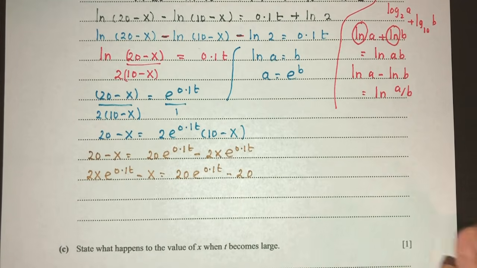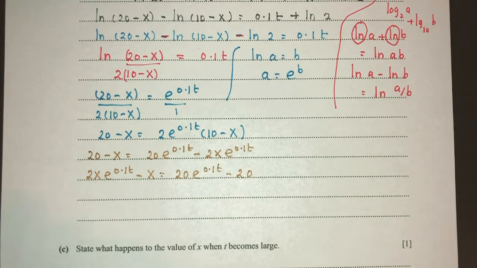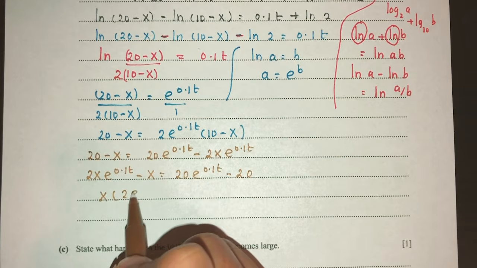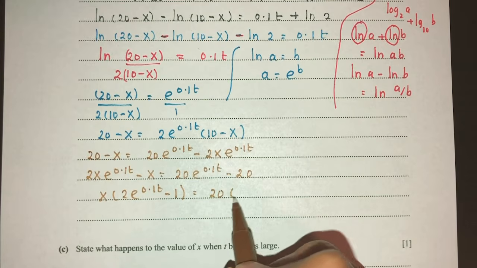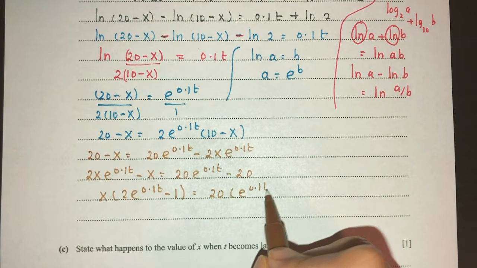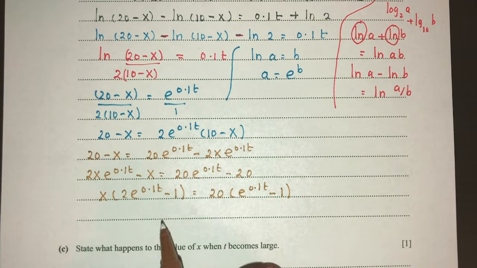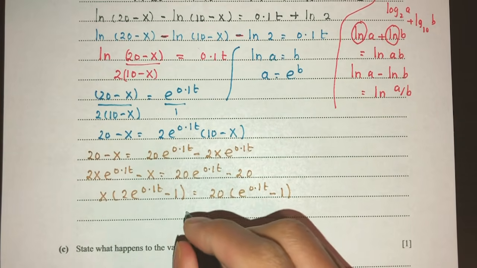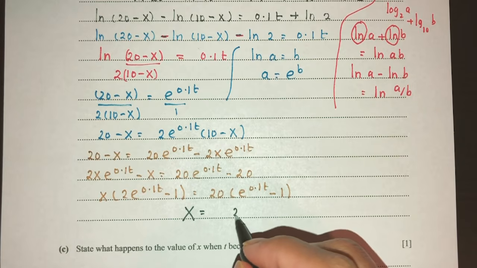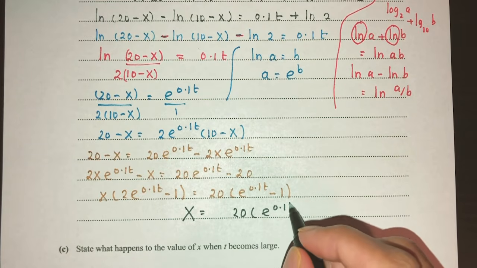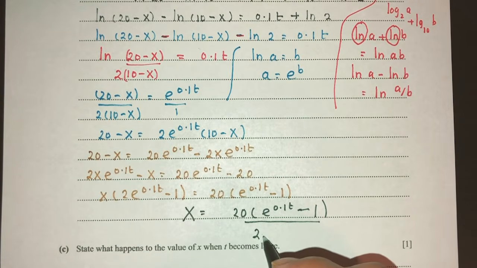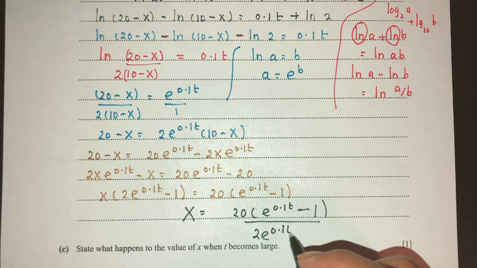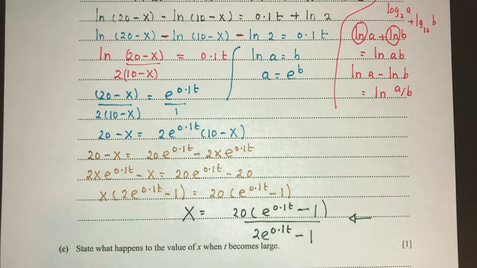Now we can simplify. Let's take out the value of x here. You will have x times (2 exponential 0.1t minus 1) is equal to 20 outside, that will be (exponential of 0.1t minus 1). So finally, this will be your answer. x will be 20 times (exponential 0.1t minus 1) divided by (2 exponential 0.1t minus 1). This is your answer for part B of this question.